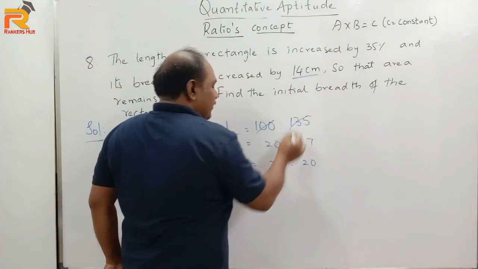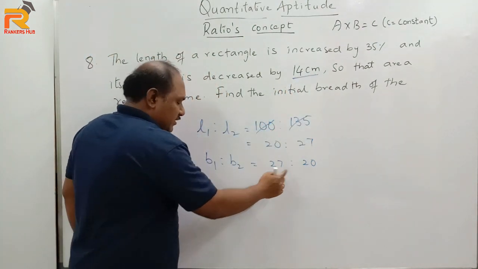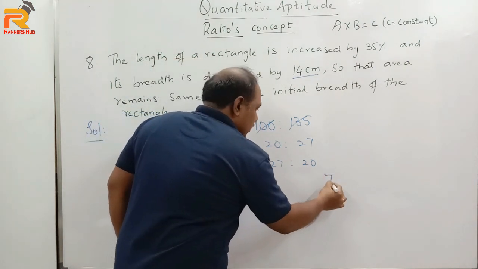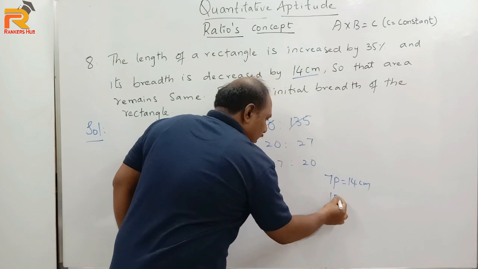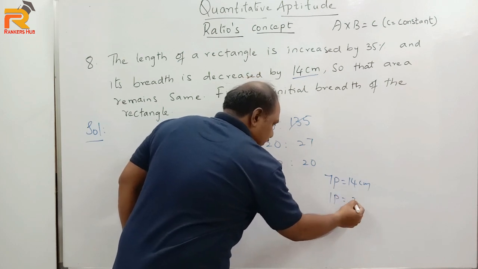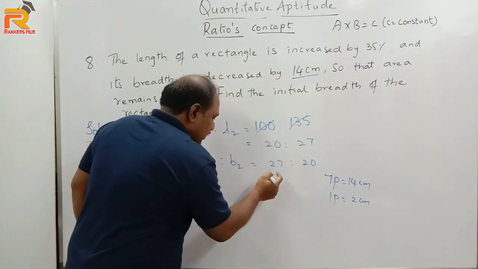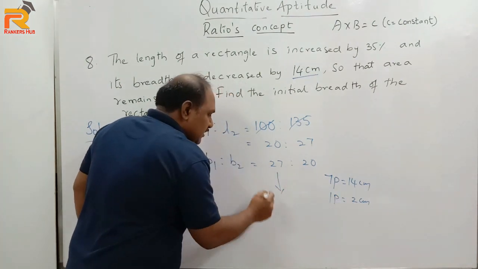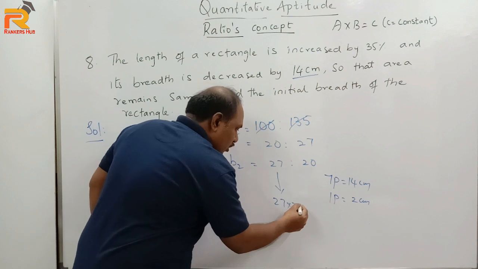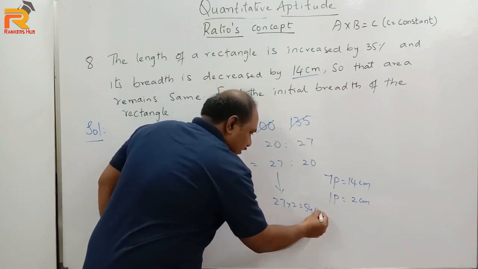So this 14 centimeters is nothing but the difference in the breadth, which is 7 parts. So 7 parts is 14 centimeters, 1 part is 14 by 7, which is 2 centimeters. So initial breadth is 27 parts, one part is 2 centimeters, 27 parts, 27 into 2, which is 54 centimeters.